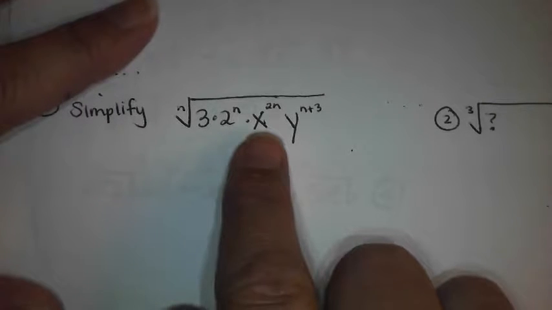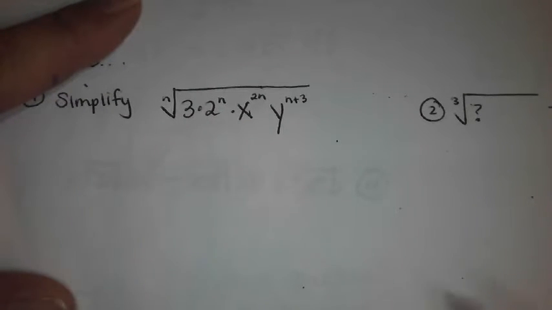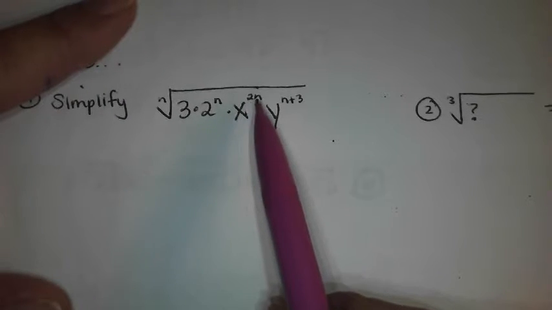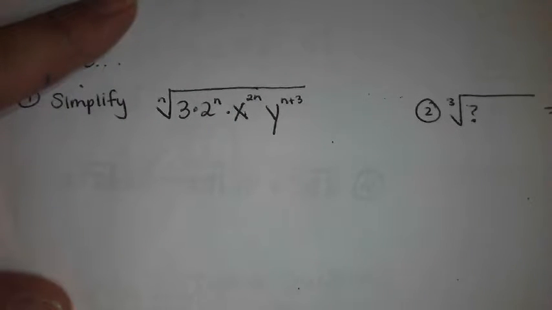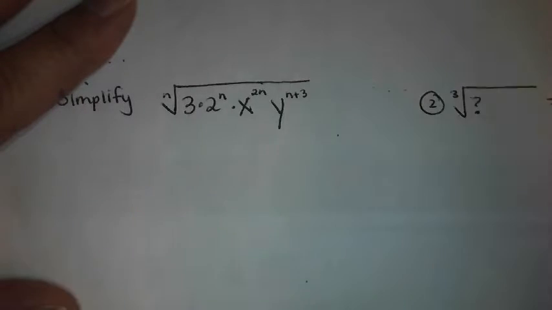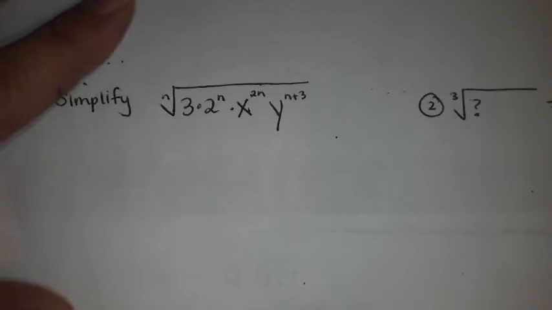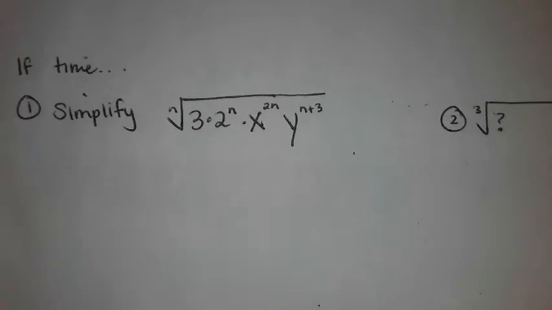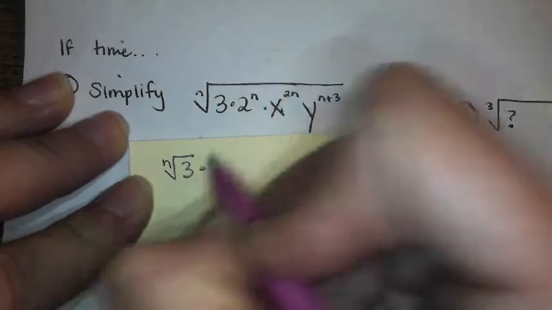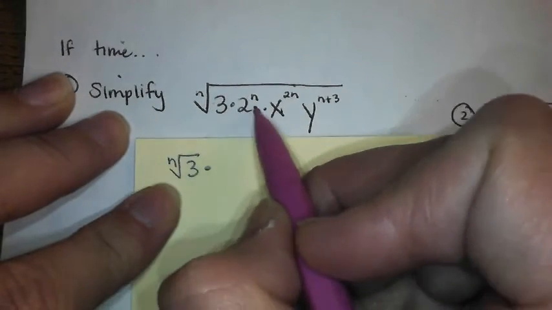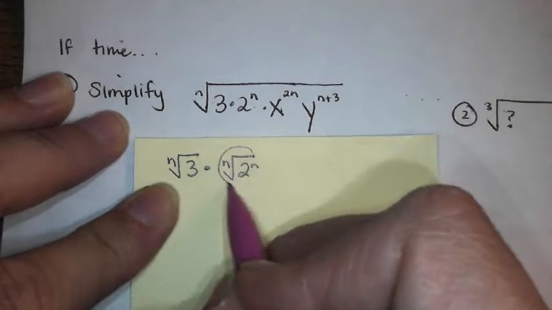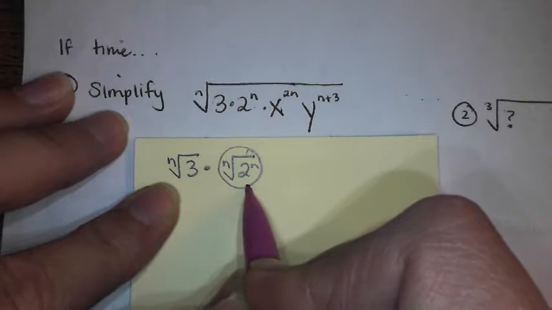Just look at this. You don't need to write it down. But if I'm taking the nth root, now this is a little weird because n is obviously a variable and not a number, but can you take the nth root of 3? No. So I'm just going to break it up into the nth root of 3 times the nth root of 2 to the nth power. What's that going to end up being? Just 2, right?